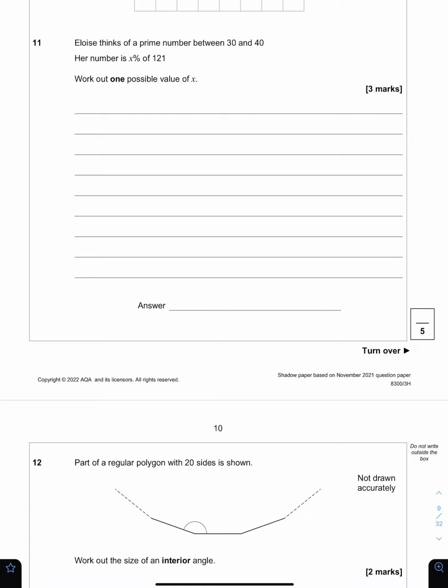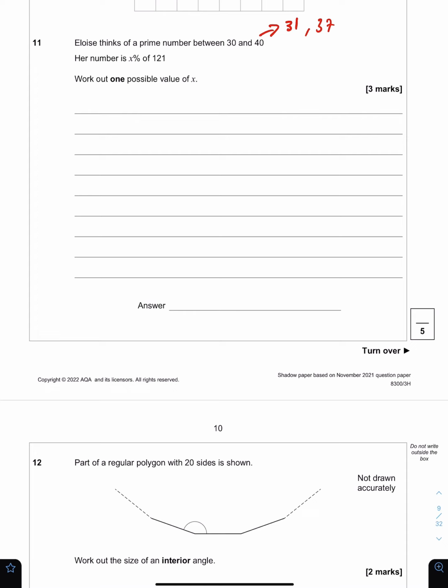So, first of all, let's think of the numbers that it could be. I think I just went straight there. So between 30 and 40, 30 is not prime, 31 is prime, 33 is not prime because it's a multiple of 3, not 35 because it's a multiple of 5 and 7. 37 is prime, and 39 is not prime. So the two numbers that Eloise could possibly be thinking of are 31 and 37.